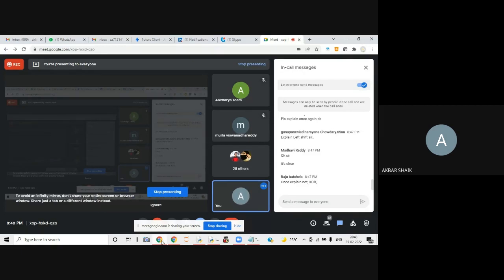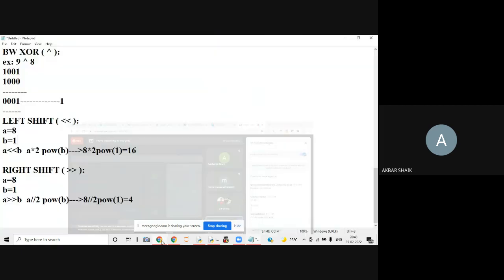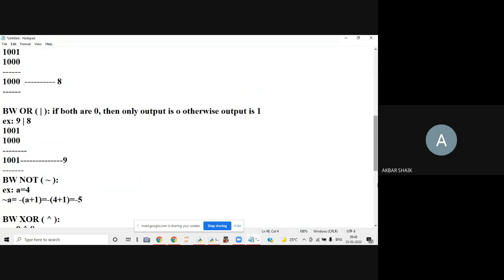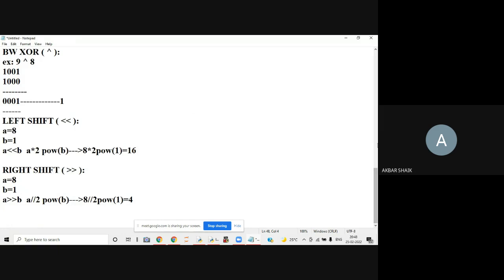Let's explain not and XOR. Not is nothing but very simple. If some value a, what is bitwise not of a? Minus of a plus 1 is nothing but not. XOR is nothing but, all of you observe here, if both the inputs are reversed, then only you are going to get output as 1. Is it clear?